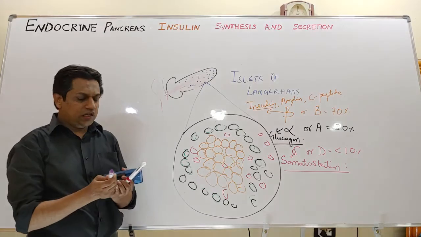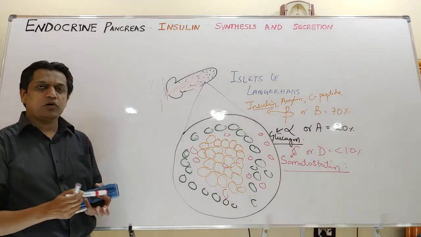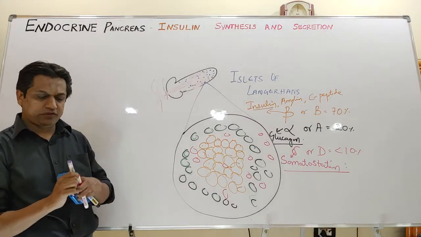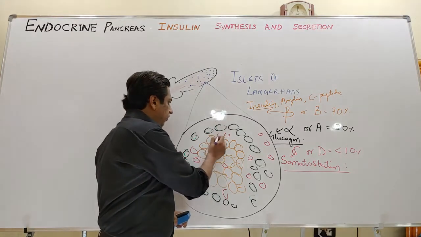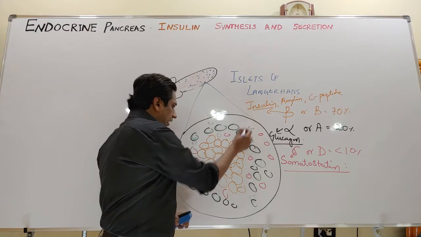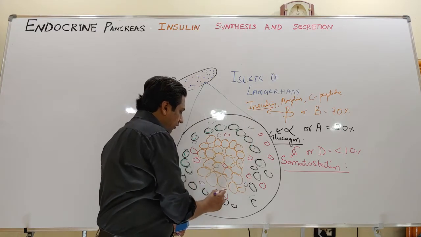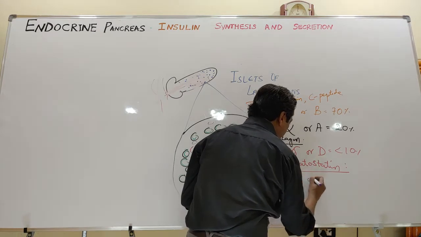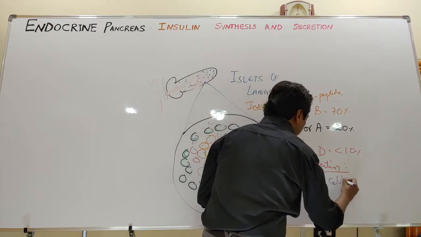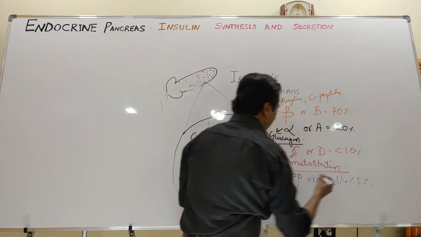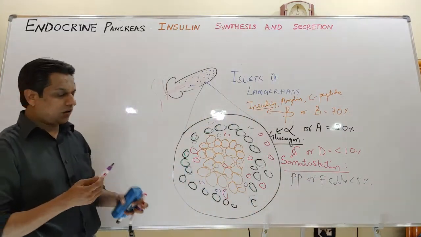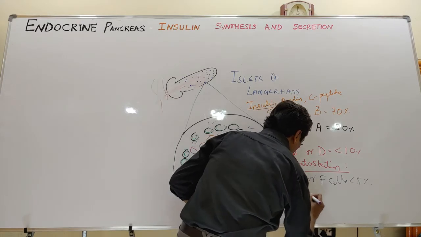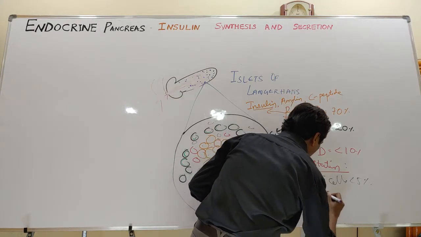Then finally there is one more type of cell, which is present in less than 5% of the total mass of the islets of Langerhans. Again, it is a scattered cell. This cell is known as PP cells or simply the F cells. It will secrete one very important hormone known as pancreatic polypeptide.